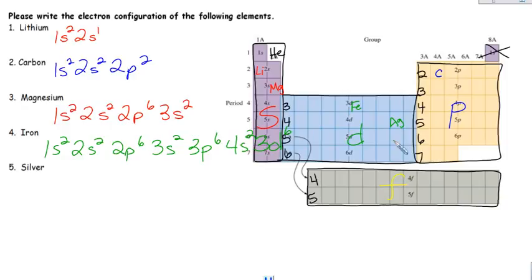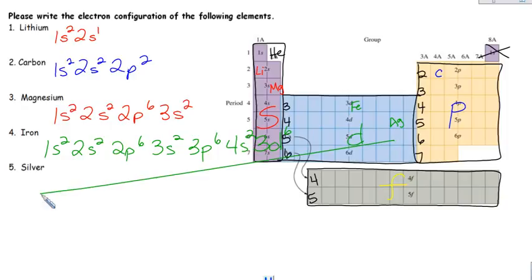Okay, so they get longer the more electrons you have, but I wouldn't say they get any more difficult. You still just walk through the periodic table, hitting each orbital until you get to your desired element. And again, they all start the same way.